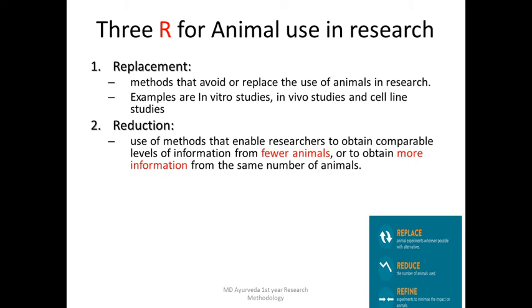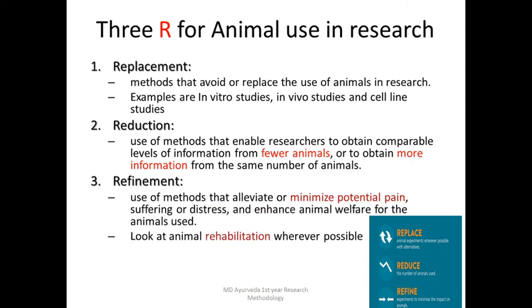The second R is reduction. It implies the use of methods that enable researchers to obtain a comparable level of information from fewer animals, or to obtain more information from the same number of animals. And the third R is about refinement, which says that we need to use methods that alleviate or minimize potential pain, suffering, or distress and enhance animal welfare for the animals used. So this also looks at animal rehabilitation wherever it is possible.